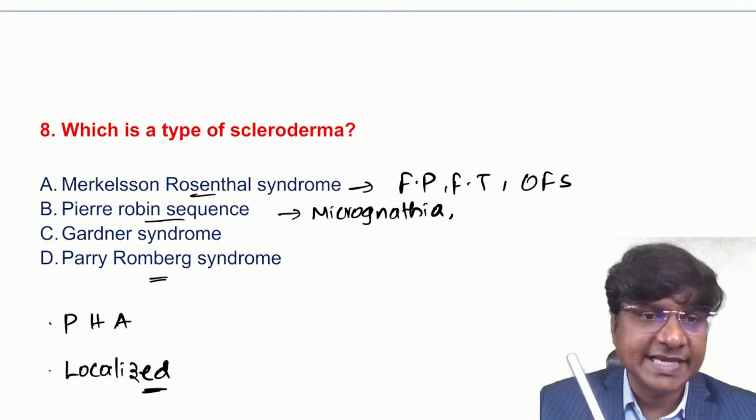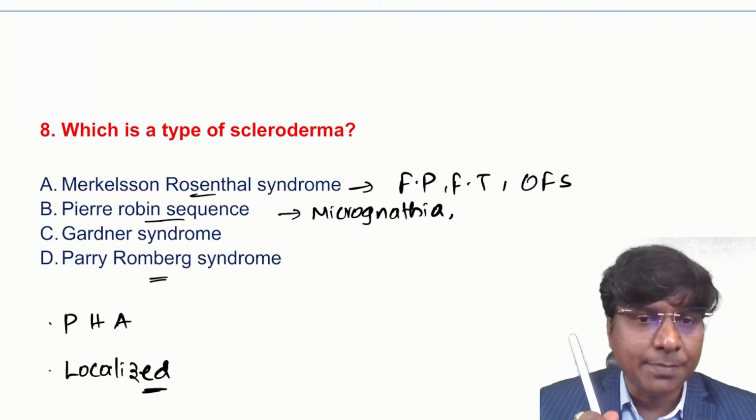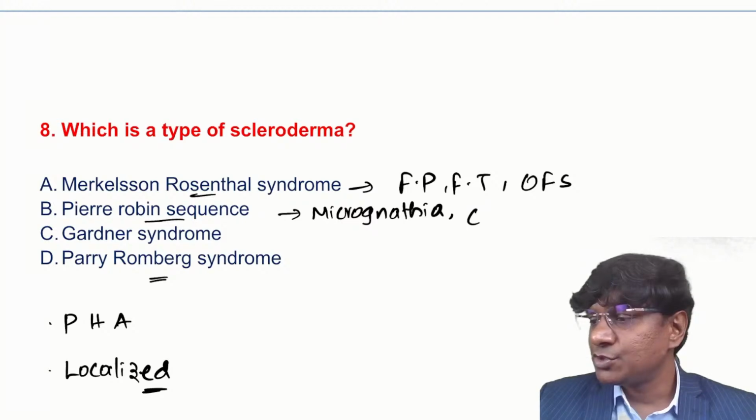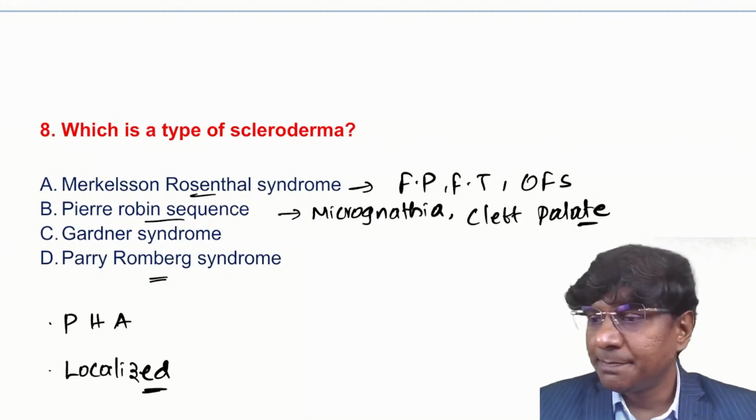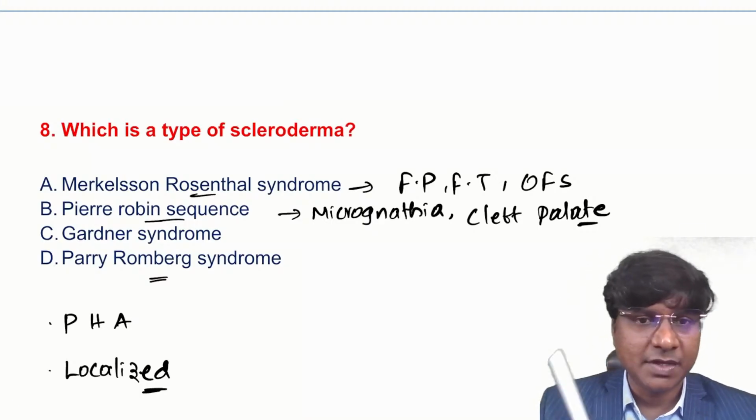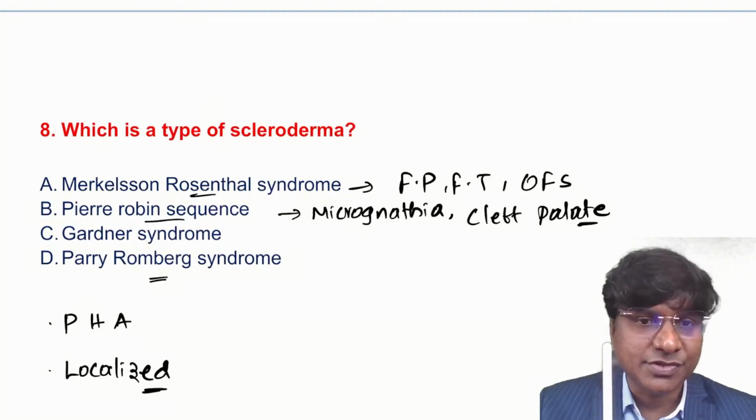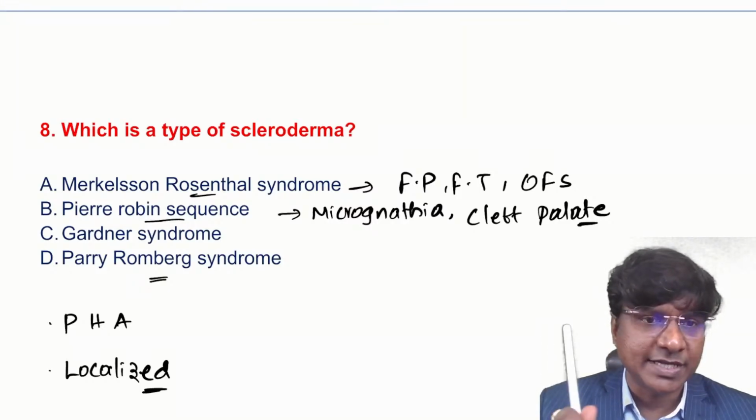Right? So it's a congenital sequence with micrognathia, and there will be glossoptosis, and these patients will also be having a cleft palate. Okay, so this will be the Pierre Robin sequence. Micrognathia, glossoptosis, and then you'll be having the presence of the cleft palate. Right? It is nowhere related to your scleroderma.